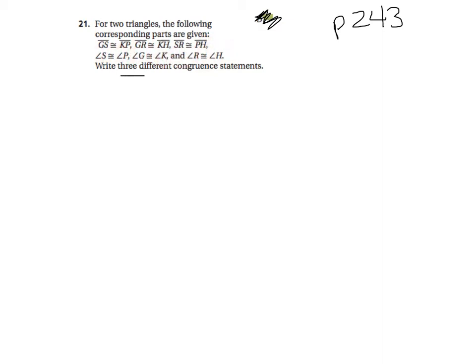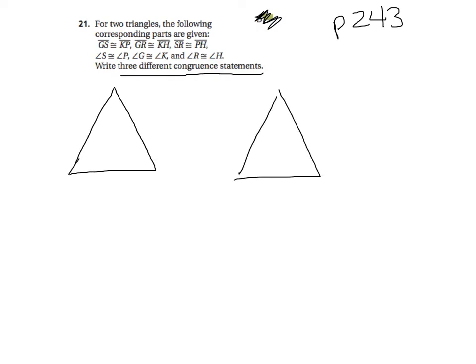We need to write three different congruent statements. I'm going to go ahead and write one with you. That way you get the idea of how you're going to write these. I would recommend step one is you actually draw the two triangles out and label their corresponding parts. So I'm going to start here with GS congruent to KP. So I'm going to start with GS and then KP in the second triangle, and those two we were told were congruent.